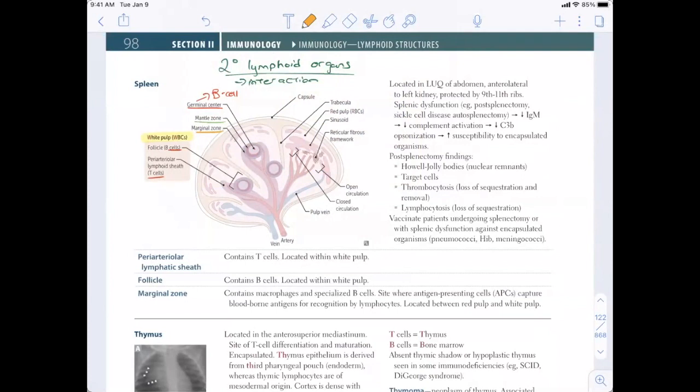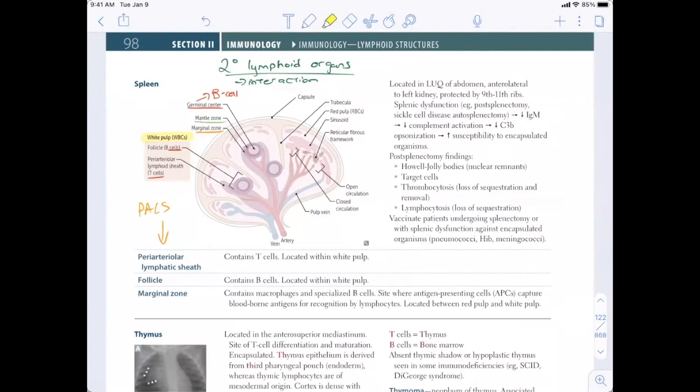Now, the thing about it is, what about your T cells? Where are you going to find your T cells? Your T cells are located between what's called your PALS, which stands for your periarterial lymphatic sheath. It's part of your white pulp, surrounding the B cell area. But now we also have what's called the red pulp.